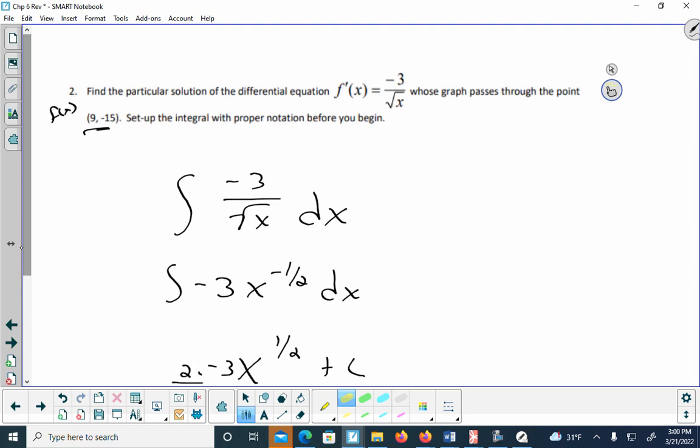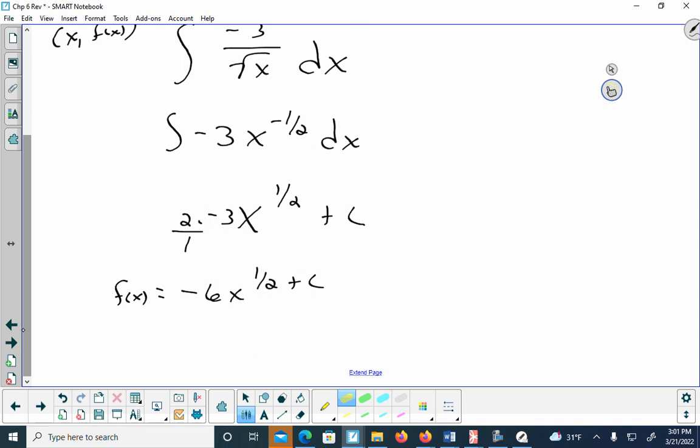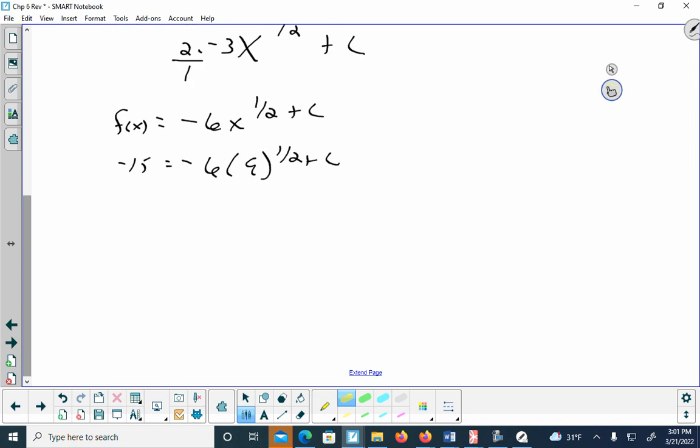That's my original function. My original function goes through this point. This is my x and this is my y. Remember, this is my x and this is my f of x, because f of x is the same thing as y. I'm going to substitute in 9 for x, and I'm going to substitute in the negative 15 for my y, or my f of x.